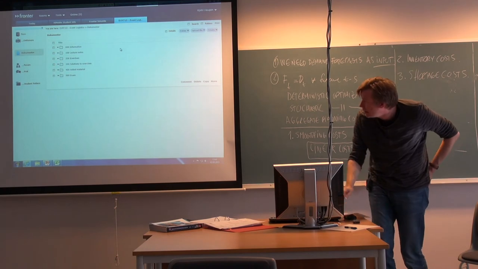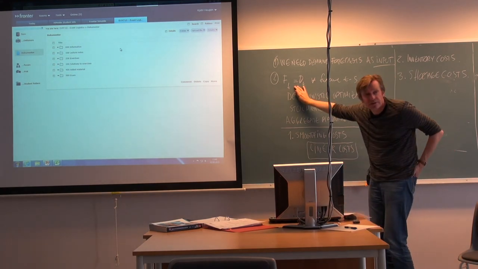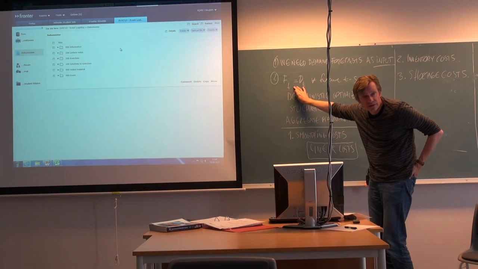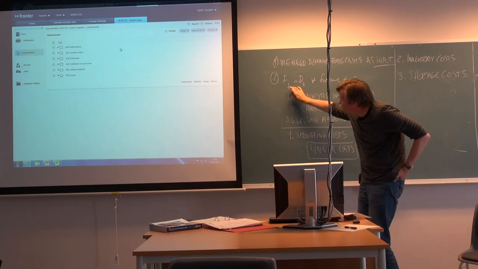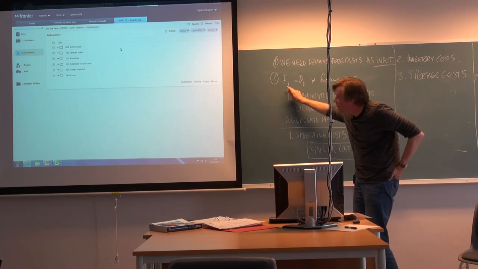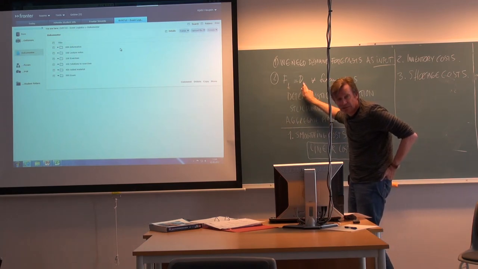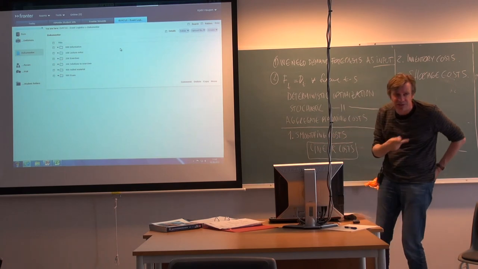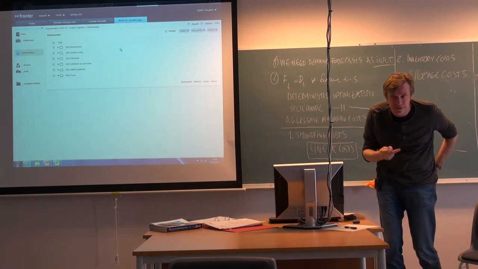If we make this assumption, then we never have to have shortage costs, don't we? Then we can avoid that, because we can plan in such a way that we always produce enough to cover our forecasts, which are equal to the actual demand. But in the real world, as I said, we are not able to predict our demand perfectly.